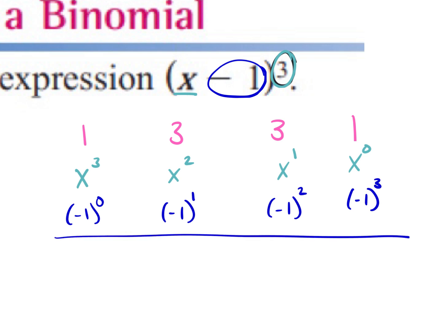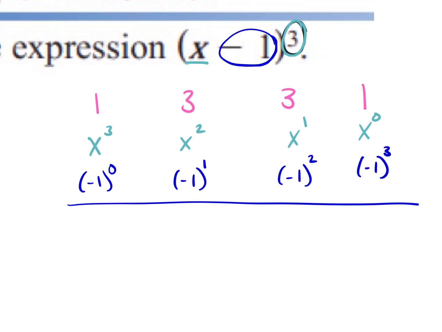So let's combine all of our columns together. What is negative 1 to the power of 0? 1. So I have 1 times x cubed, which would be x cubed. What's negative 1 to the power of 1? Negative 1. So we have negative 1 times 3 would be negative 3 times x squared. Then what's negative 1 squared? Positive 1. So positive 1 times 3 times x to the first power, just x, would be just 3x. So plus 3x.